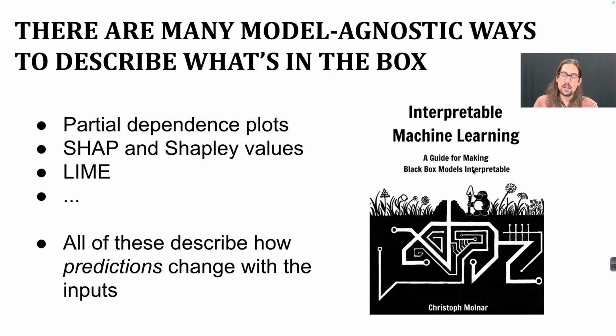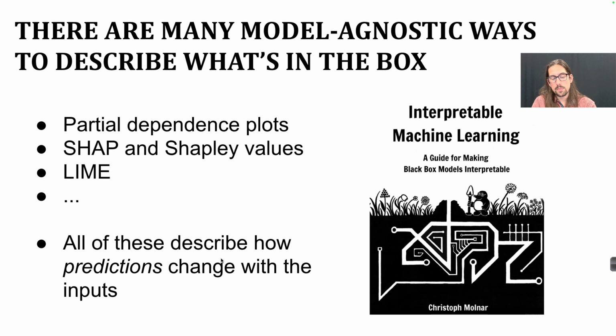Now, that said, there are many, many model-agnostic ways to tease into what's in the box. There are partial dependence plots, one way to do it, that's on the challenge assignment, Shapley values, LIME. There are many of these things, and many nice resources. This is one book that's available for free online, Interpretable Machine Learning.